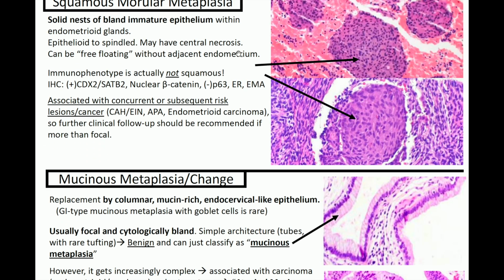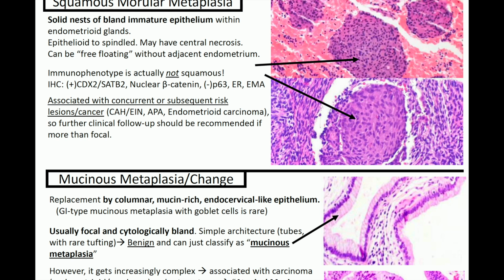Squamous morular metaplasia. You're going to see these solid nests of bland, immature epithelium within the endometrioid glands. And it's going to be epithelioid to spindled. They may have central necrosis and can be free-floating without adjacent endometrium. The immunophenotype is actually not squamous.